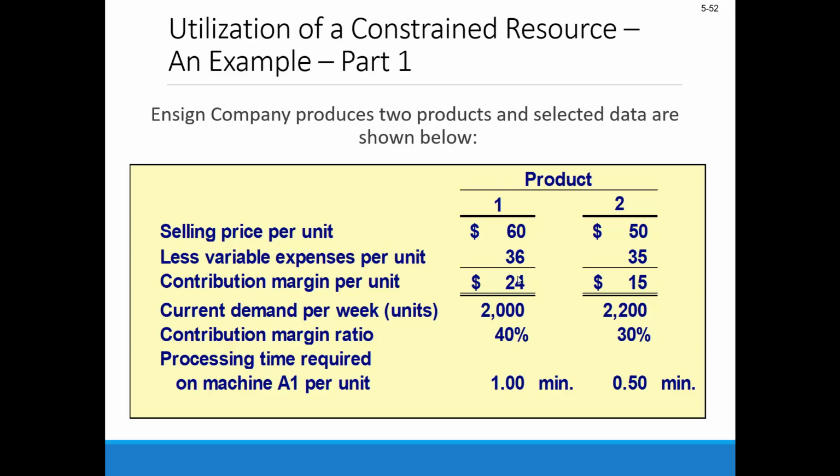In terms of current demand per week, we can make and sell 2,000 units of Product 1, and we can sell 2,200 units of Product 2 at most. Their CM ratio is given at 40% and 30% respectively. We also know that Product 1 takes just 1 minute of processing time on this machine A1, and Product 2 only takes half a minute on that same machine.